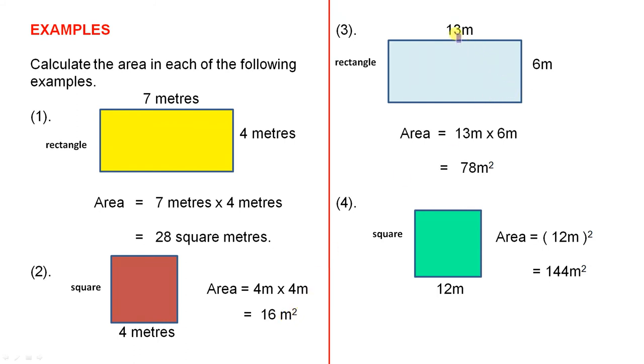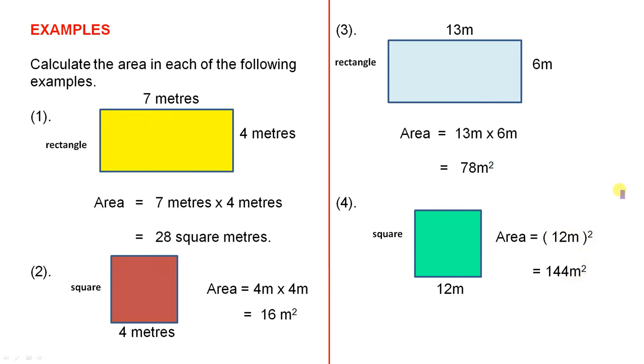Here's a rectangle where the length is 13 metres and the width is 6 metres, so the area will be 13 metres by 6 metres, which is 78 square metres. Here's a square with the sides 12 metres, so the area will be 12 metres all squared, which is 144 square metres.